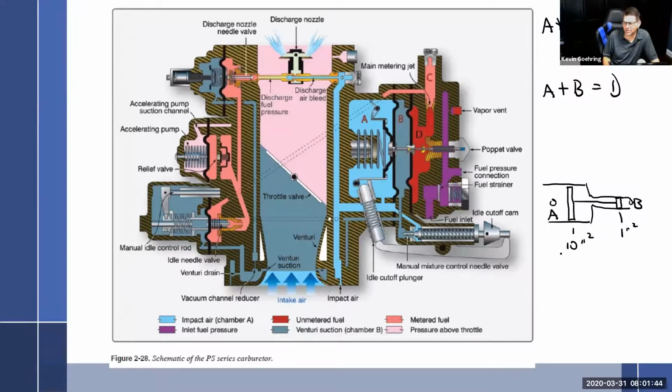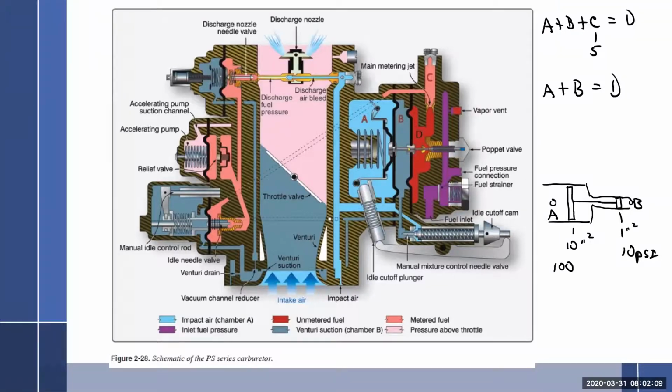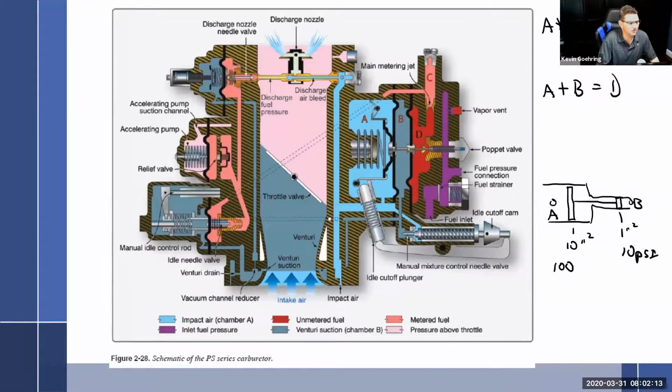So actually we can figure it out since it's 10 to 1. If I had 10 PSI on B, how much would it take in A to make this not go right or left? The answer should be 100, right? Well, yeah, 10 square inches, so that'd be 100. So if I had 10 PSI in B and 100 in A, which way would this move? And the answer would be nowhere. It doesn't move at all because of the size difference of the pistons.